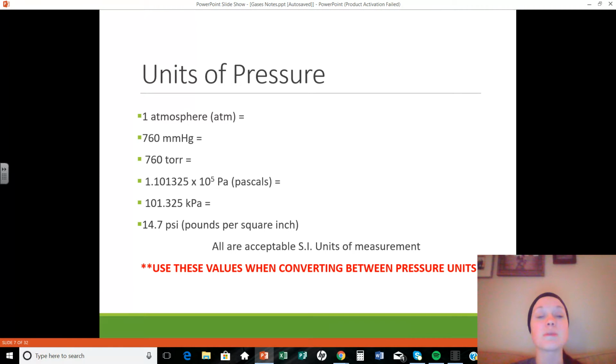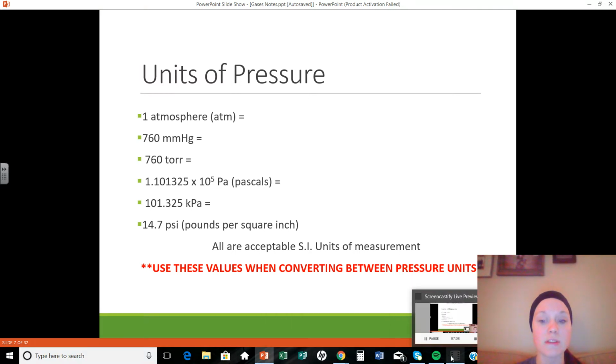So in a couple slides here, I'm going to have you guys practice doing a units of pressure conversion. This is where you would get those values. So be sure that you've not only written down the units, but the numbers as well, because the numbers are your conversion factors that will help you convert from one unit of pressure to another. Okay, so take a second here and record your units of pressure and then those conversion factors.